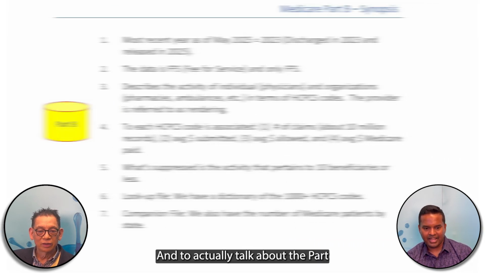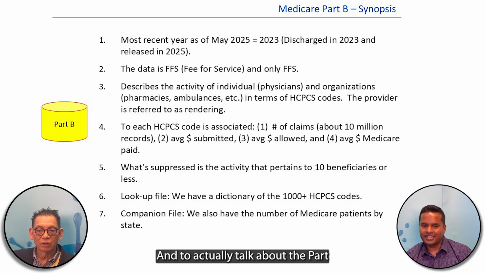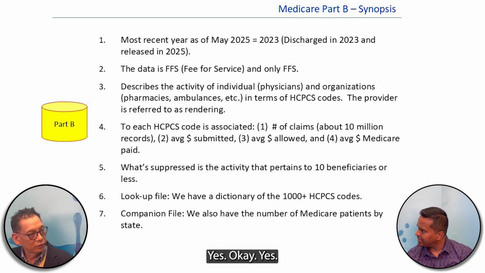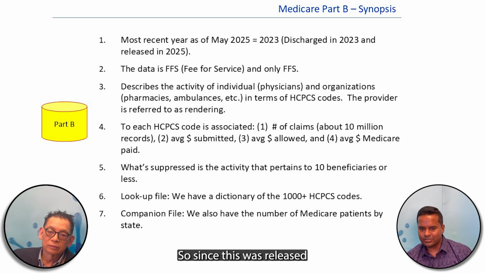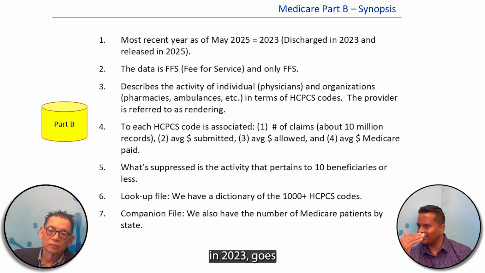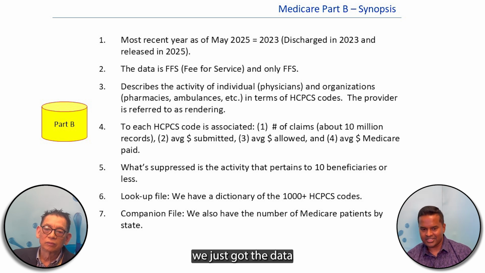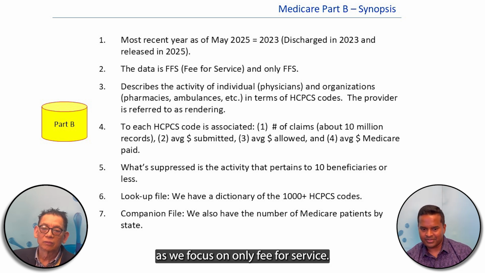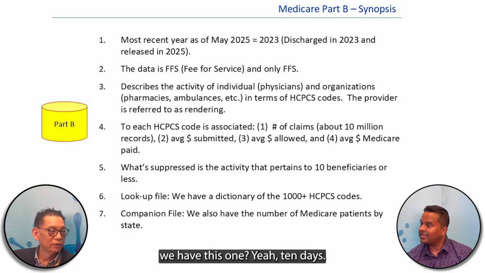Yes. And to actually talk about Part B, like I mentioned, we'll focus on B now. So this was released in 2023, and it's for the calendar year 2023. We just got the data a few days ago, 10 days ago, and we focus on only fee-for-service.